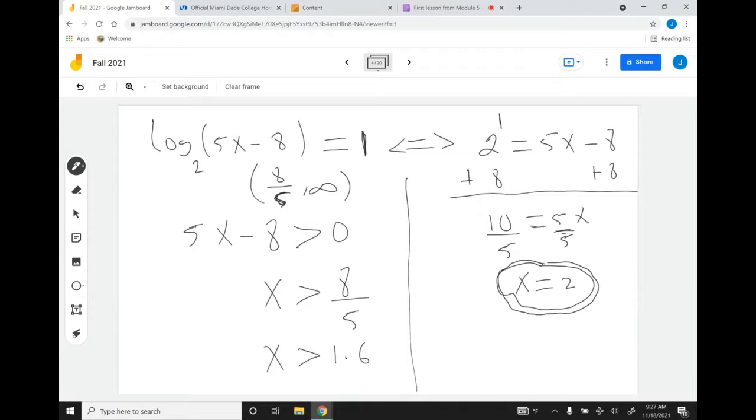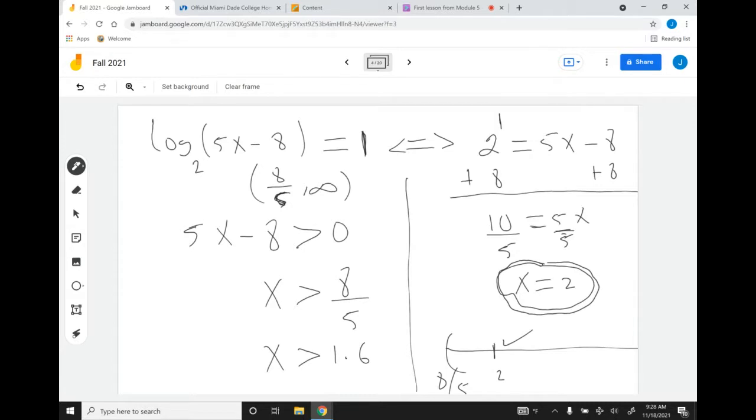Why am I saying this? There might be cases, and we're going to see examples of those, in which you get one or two answers, and it happens that that answer is not in your domain. And when that happens, we say that the problem has no solution. So keep that in mind. In this case, this 2 is within my domain. Here is 8 over 5, which is 1.6, and 2 is somewhere here. So that is perfect. All right, let's move on.